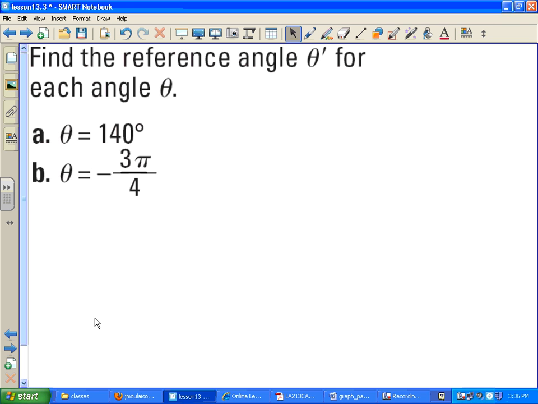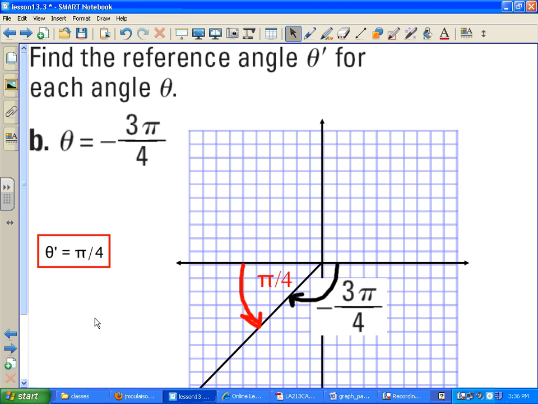Similarly, for negative 3 pi over 4, I would begin by drawing the angle negative 3 pi over 4. So negative 3 pi over 4, negative means I move in a clockwise direction. And negative 3 pi over 4, well, negative 2 pi over 4, that'd be negative 90 degrees. So negative 3 pi over 4, that's negative 135 degrees. So I'm here in the third quadrant.